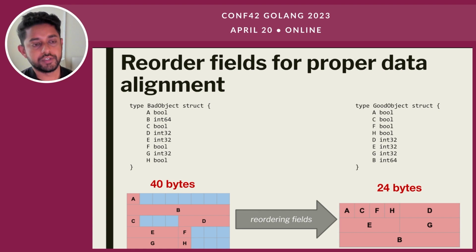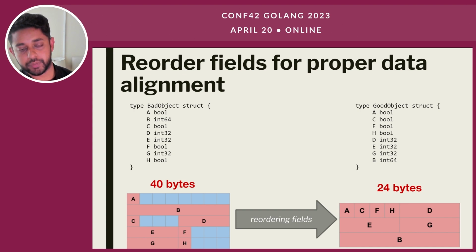Going through here, to the bad object, starting with field A, it's a Boolean, which is 1 byte. So it allocates 1 byte in memory, and then it needs to allocate 8 bytes for field B, which is an int64. Now, if it allocated those 8 bytes right after, it would break the system's word alignment. So it needs to pad on 7 bytes first, and then allocate the next 8 bytes for field B. And you can see this goes on. For field C, it allocates 1 byte, and then field D is an int32, which means it needs 4 bytes. So it pads in 3 bytes, and then adds in field D, and so on and so forth.